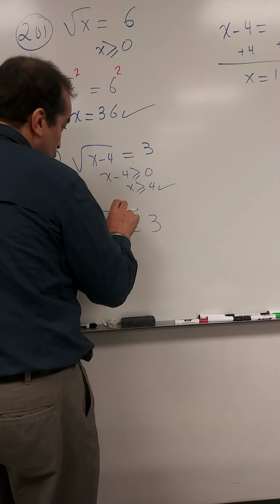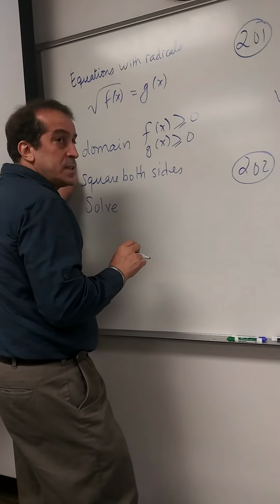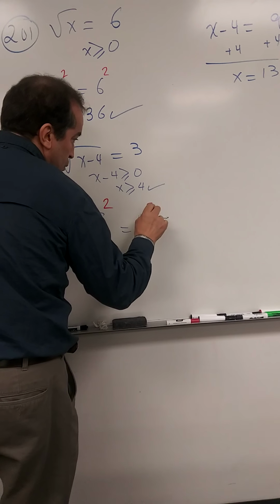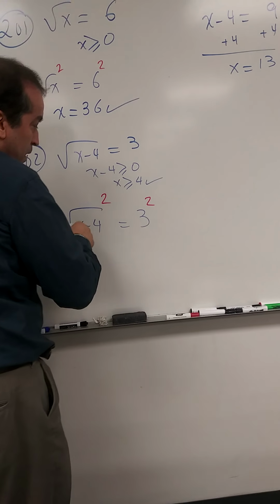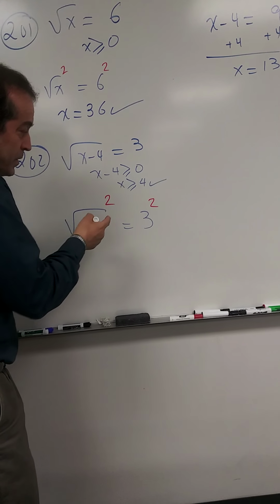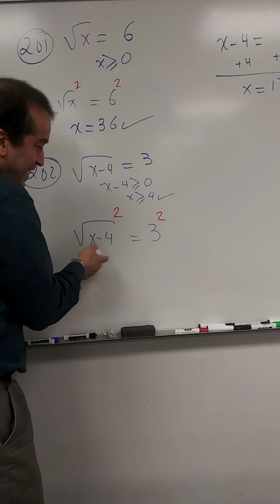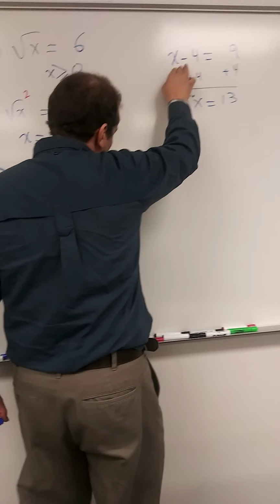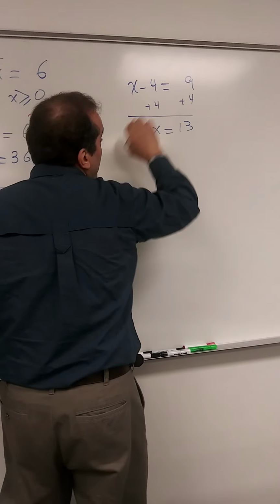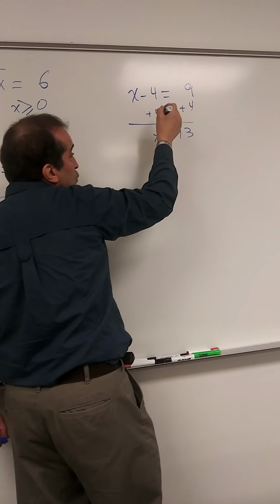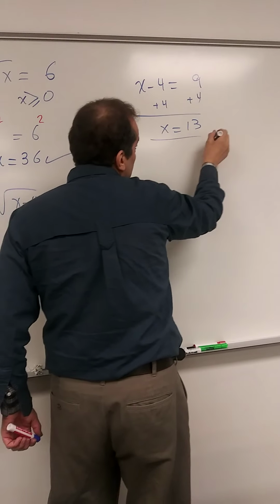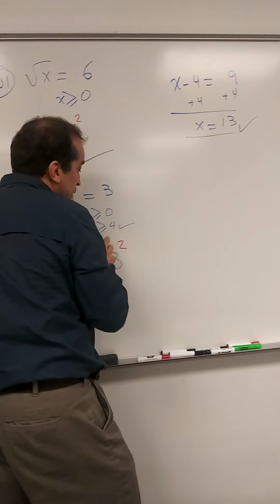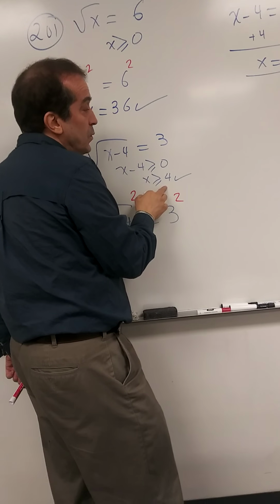Next, step 2. Step 1 is find the domain. Step 2 is square both sides. When you square the square root of x minus 4, the only thing that the square does to the square root is it cancels it. So that leaves us with x minus 4. X minus 4 equals 3 squared, which is 9. This is a linear equation. Add 4 to both sides. That gives you x equals 13, which is correct, because we want the answer to be greater than or equal to 4.